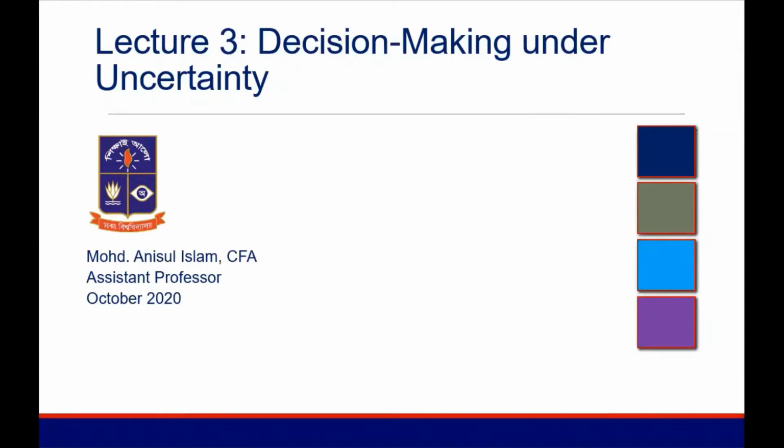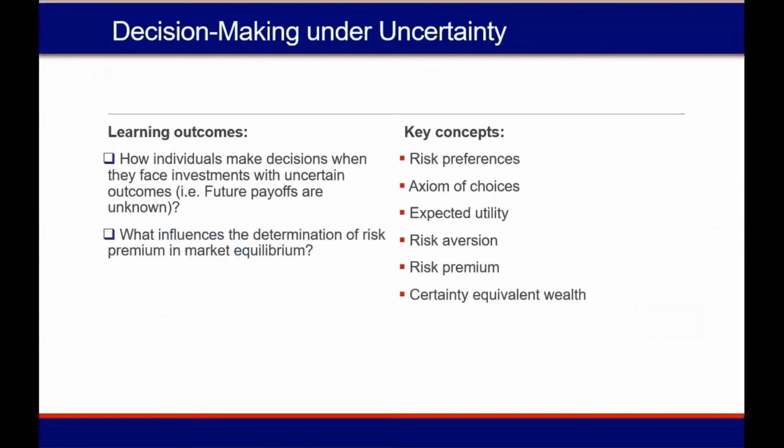So if I begin today's session, you need to be familiar, or I think you are very much familiar, with some statistical concepts which I will mention after this. But in today's session, we will try to know how investors make decisions when there are risks associated with the outcome of the decision, and what kind of assumptions we need to make when we assume that a rational investor makes decisions.